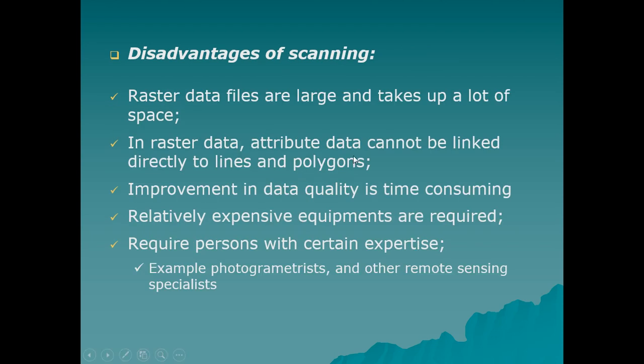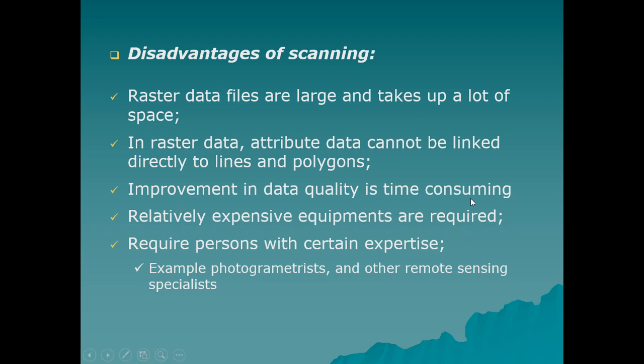The disadvantage of scanning, however, is that, as we would have said before, raster data produces large files that take up a lot of space compared to vector. Also, the raster data, remember, doesn't have an attribute table the way in which a vector data layer would have. So that means the data is not directly linked to lines and polygons. Remember, the cells would be encoded with values that would then have to be interpreted by someone who would have to define what those values mean for you.